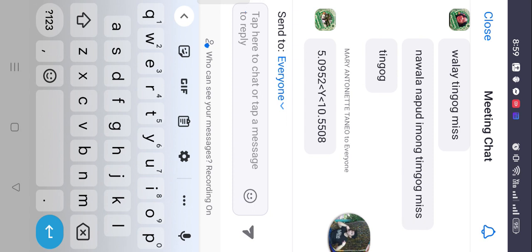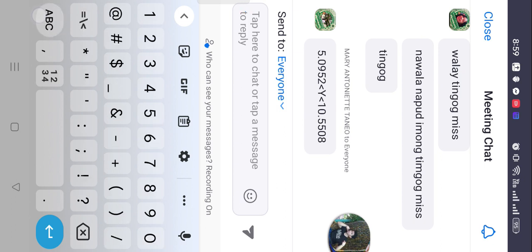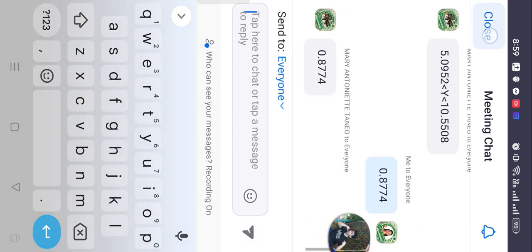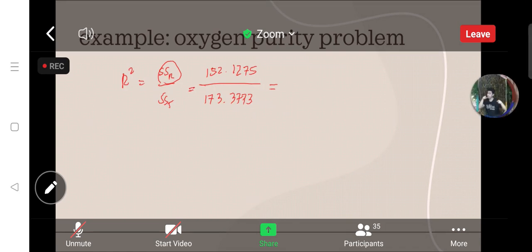Any question? Anyone has the value? So, 0.8774.